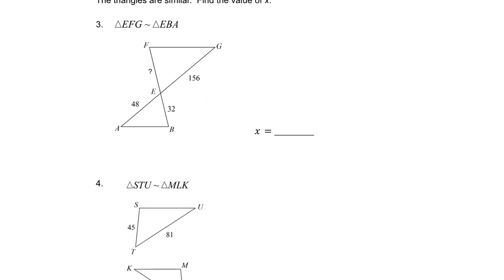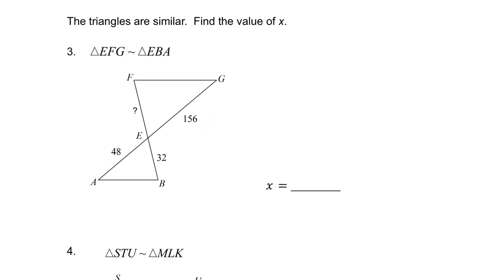Now, what we did not talk about was if I have shapes that are connected. So I look at number 3 here. I see that I have triangle EFG is similar to triangle EBA. So I know that X is located at FE, and that is going to be similar to EB. So I will highlight those. And then I have AE, which will be similar to EG.